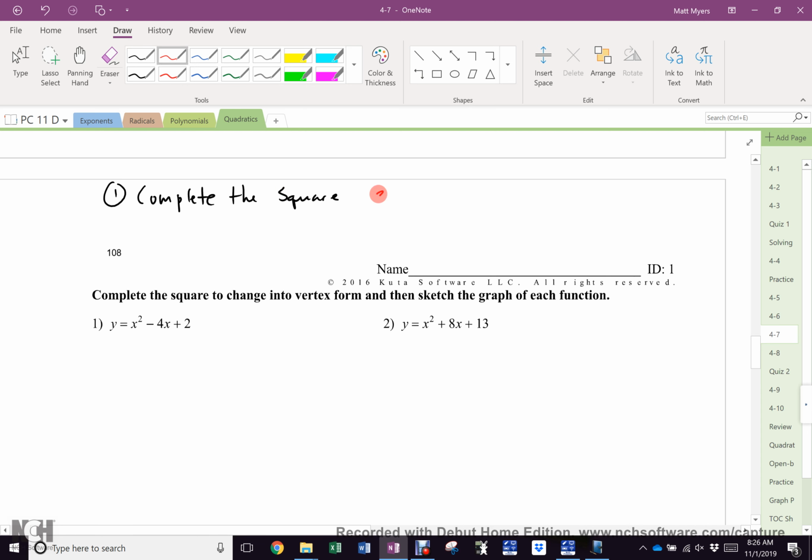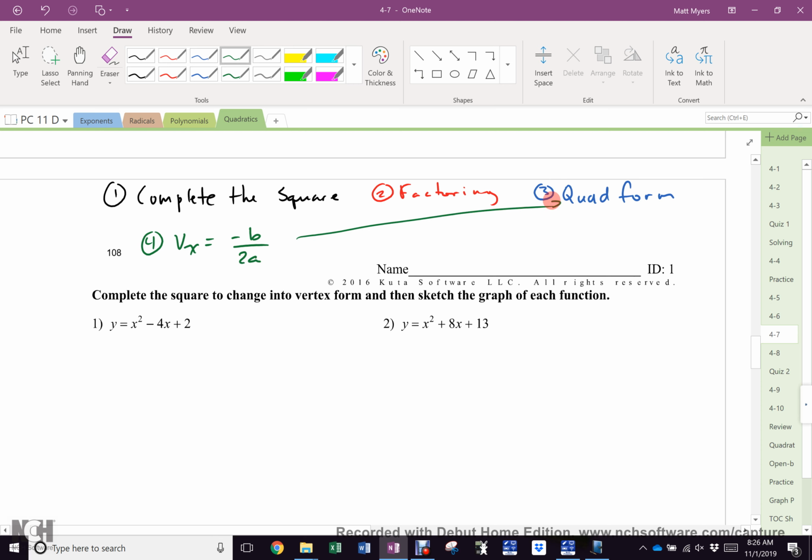If you're not going to complete the square, remember you have factoring. You have the quad form. And you have this new and rather powerful vertex x thing, which is just like an ugly cousin of the quadratic formula, right? They just work together. And you got those 2 pages to work on. It's 8:26. You have class until 9:30.